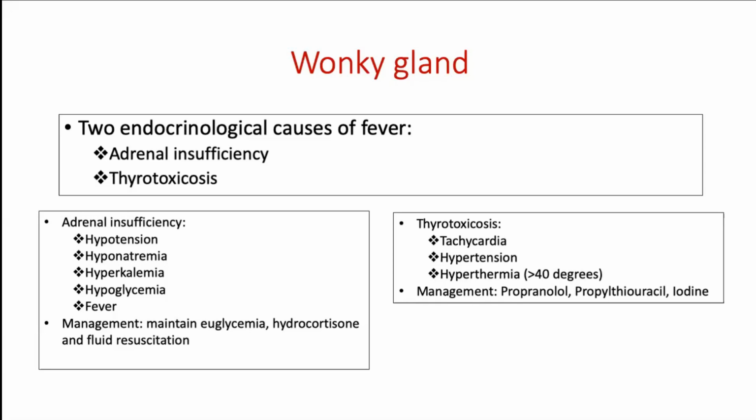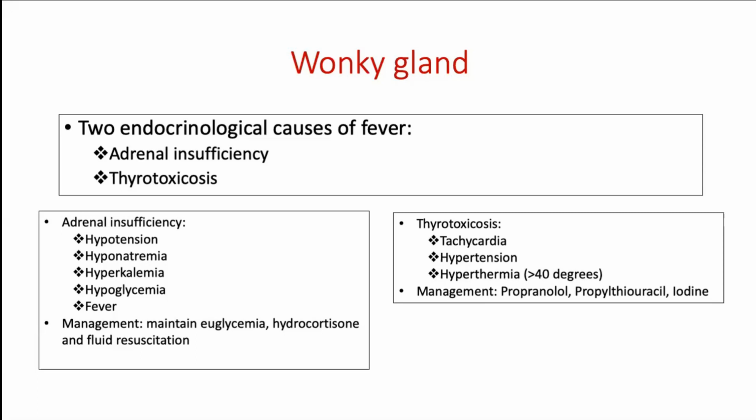Adrenal insufficiency can present with fever with hypotension, hyponatremia, hyperkalemia, and hypoglycemia. And it is usually in patients who undergo adrenal surgery or already have adrenal suppression. So management includes maintenance of euglycemia, hydrocortisone infusion, and fluid resuscitation, obviously.